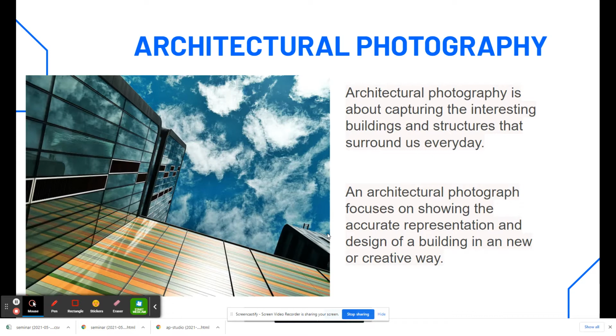So the main focus here is capturing interesting buildings and the structures that are just around us every day, but maybe using a different viewpoint, right? Try to showcase the building itself, some of the details it has that are interesting, or maybe change your angle, look at reflections, think about the building not necessarily as just a structure that you're trying to take a photo of, but maybe as shapes or lines. We'll talk about that in a little bit. So you're trying to think about this building in a new or creative way.